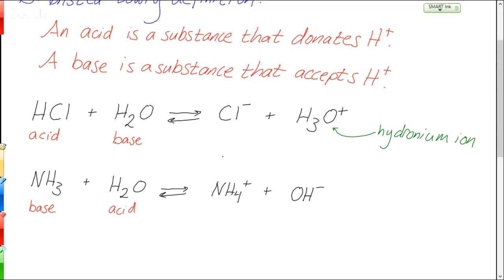If we think about that idea that the reaction goes back and forth, that means that we can also start on the right and go to the left. So we can define acids and bases on the right as well as on the left. So let's do that. Back up to that top reaction. If we start on the right and go to the left, which one is acting as an acid? The chloride or hydronium?